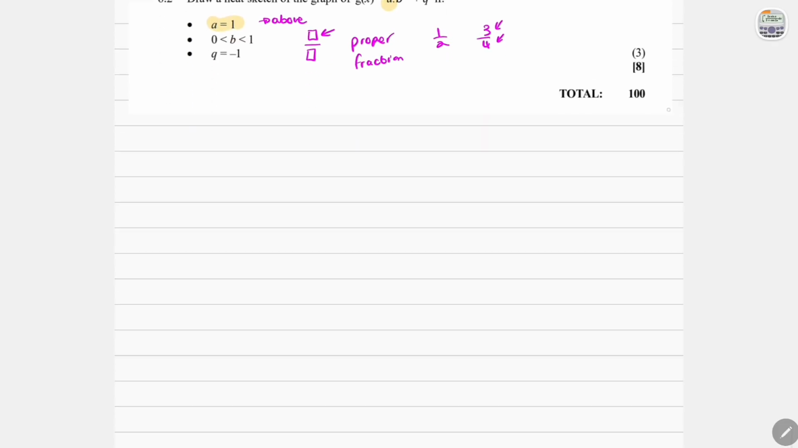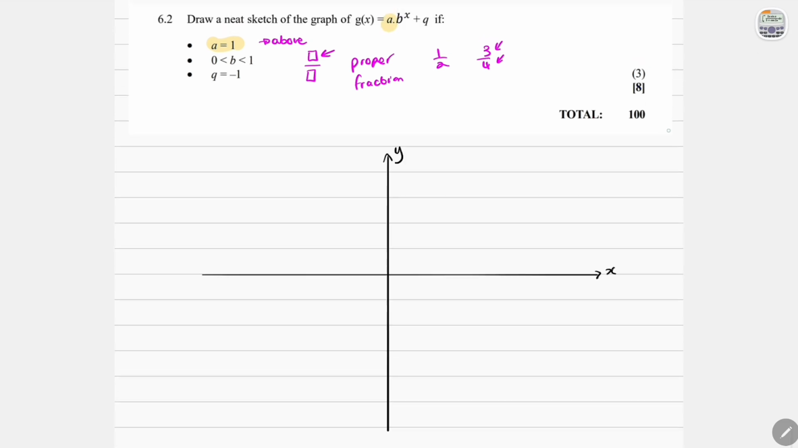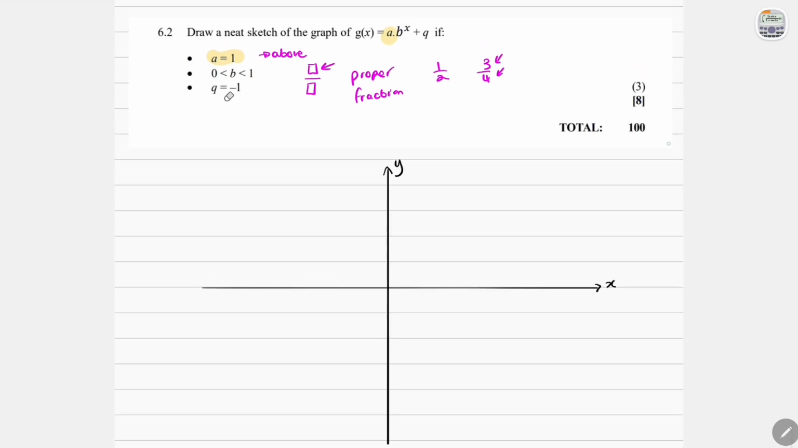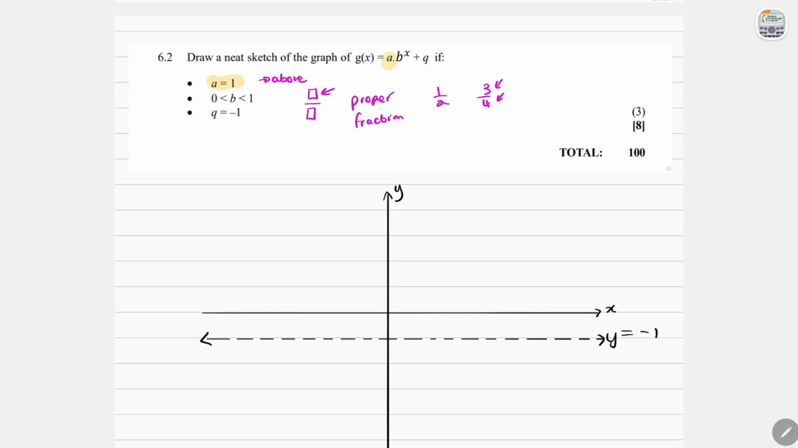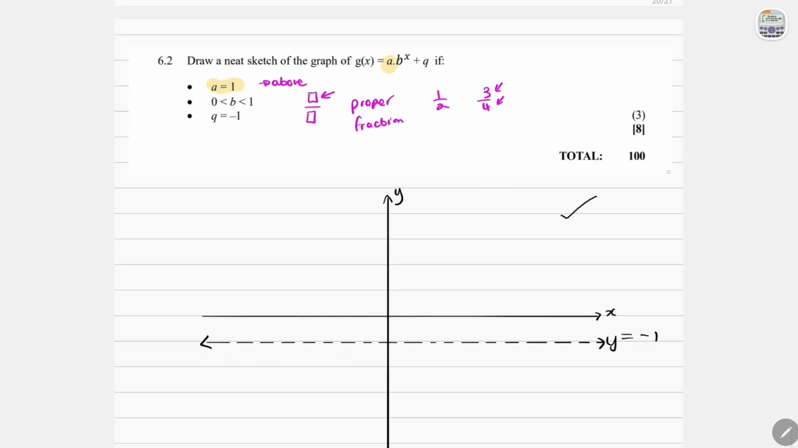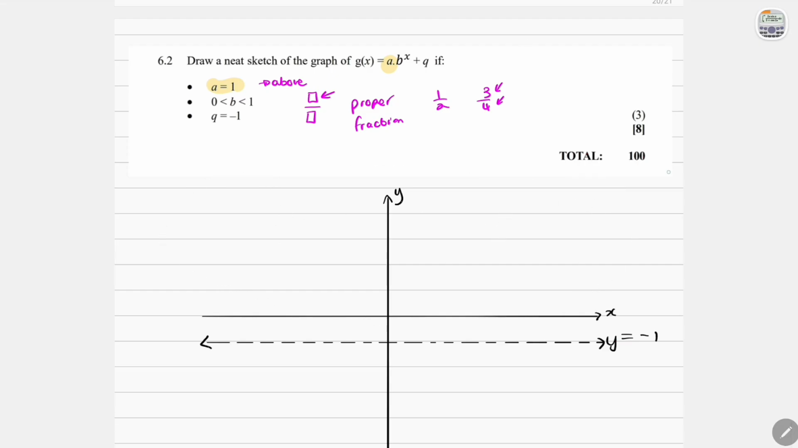Okay, so here's the thing about this. We'll just put down our Cartesian plane first. And let's just put down this that we know. We know that the asymptote is y equals -1 because that's the value of q. So y is equal to -1. We'll put that down. Y equals -1, it's a dotted line. We also know that the graph lies above the asymptote. So it's going to be all through in the first and the second quadrant. Now we just have to figure out whether it's increasing or decreasing.